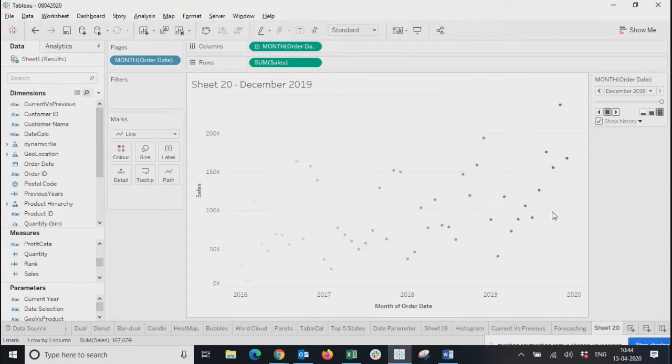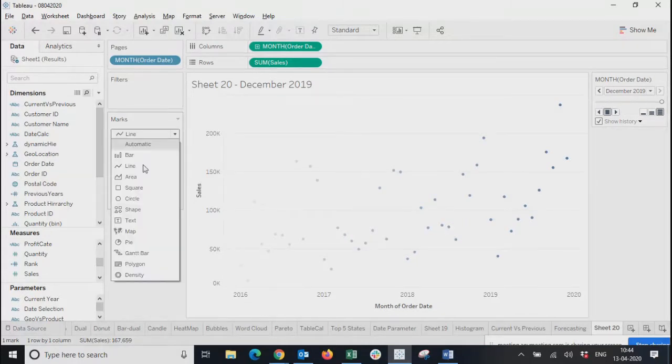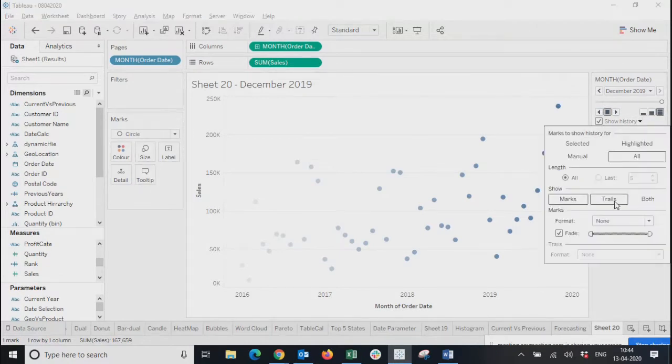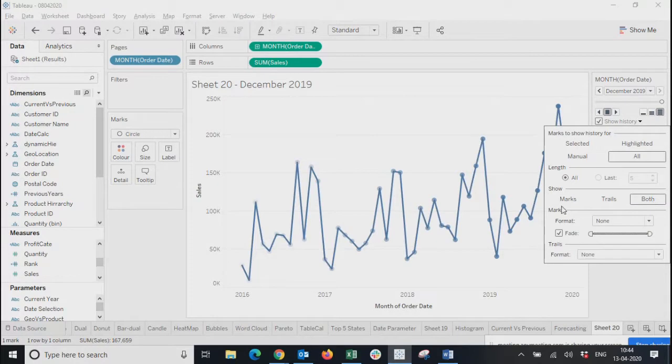Now let's do some more changes so that my graph looks a little better. Maybe I can select circle and then we'll say show marks and trails both. Format of marks, we have already selected fade. We can say don't fade it.